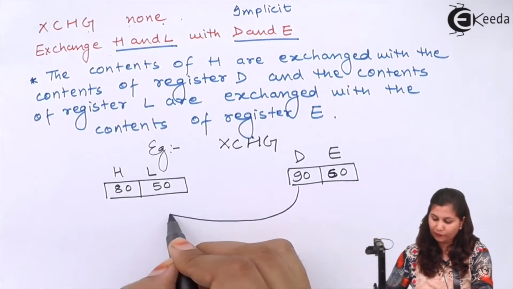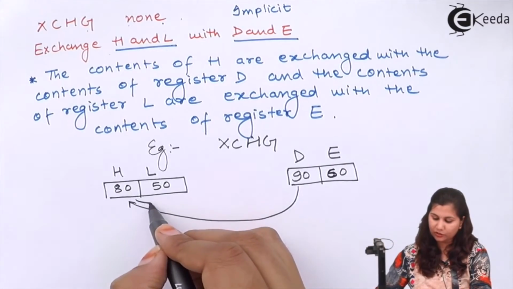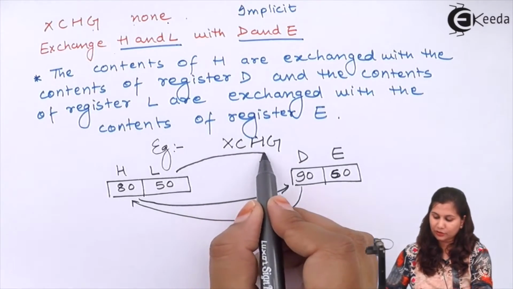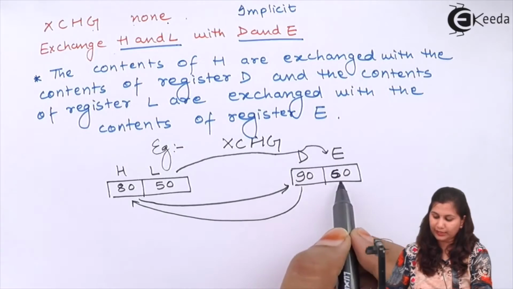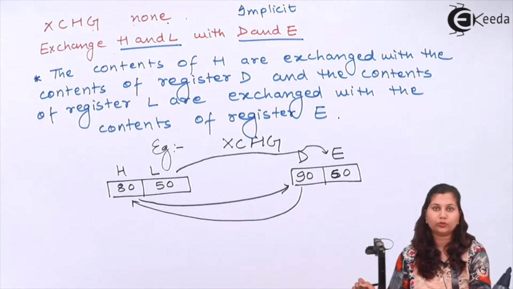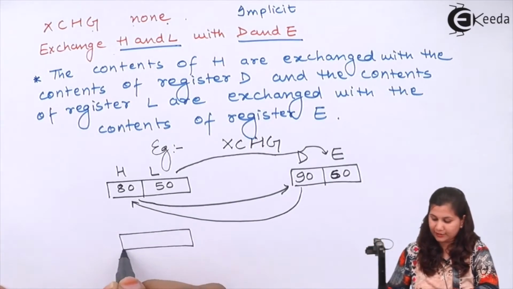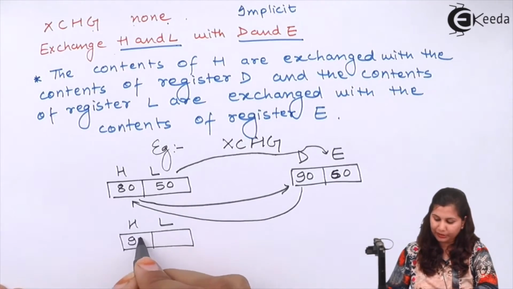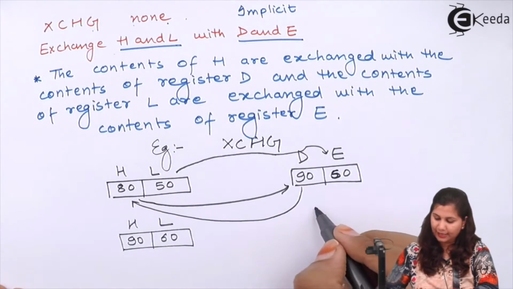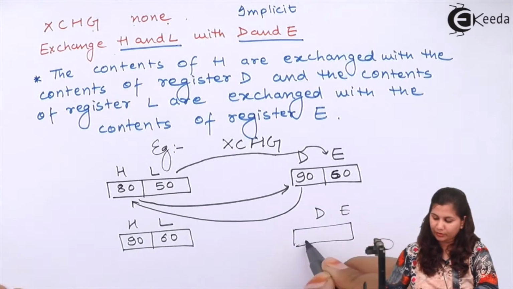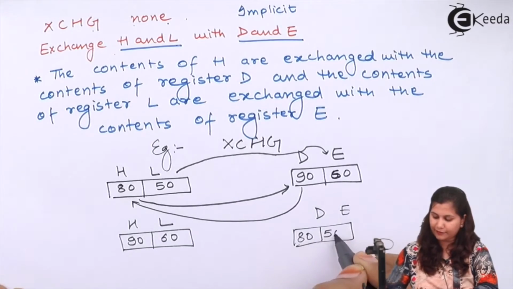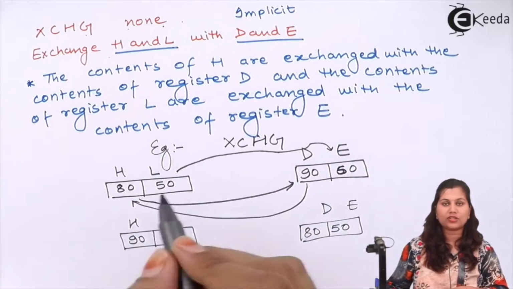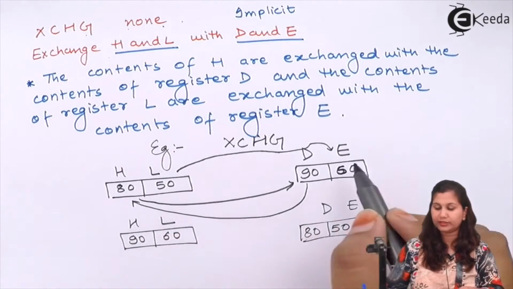So the contents of D are exchanged with H, and H will come into D. Similarly, the contents of L will come into E and the contents of E will go into L. So when this instruction is executed, the new contents of HL will be 90 and 60 and DE will be 80 and 50. So this instruction is exchanging the contents of HL with DE.